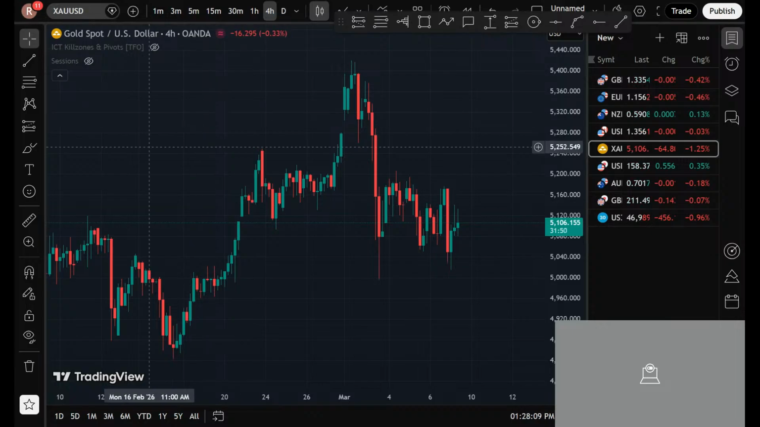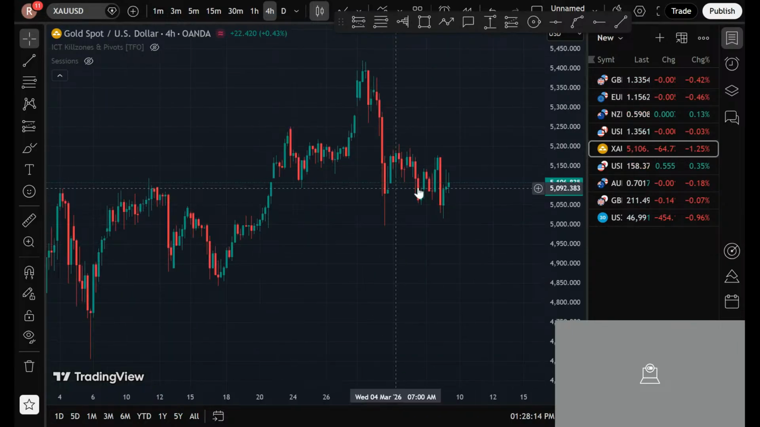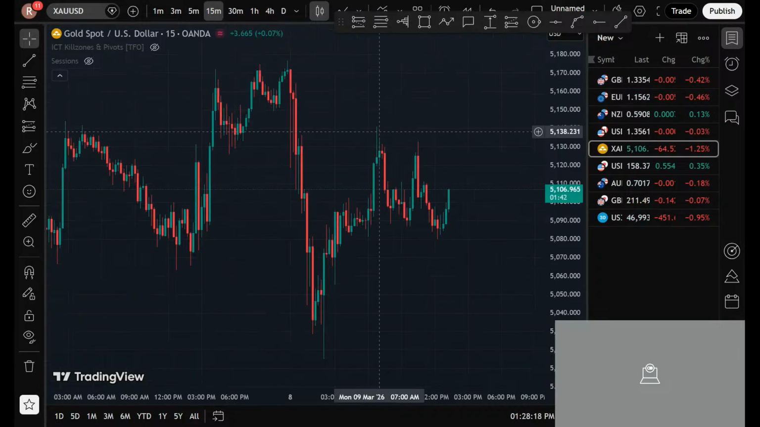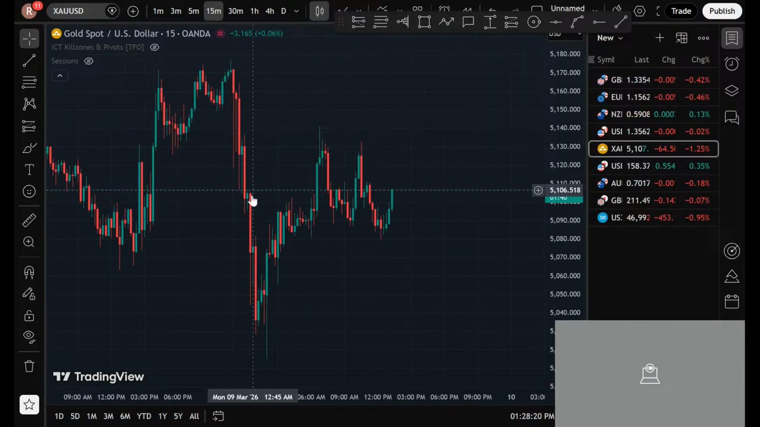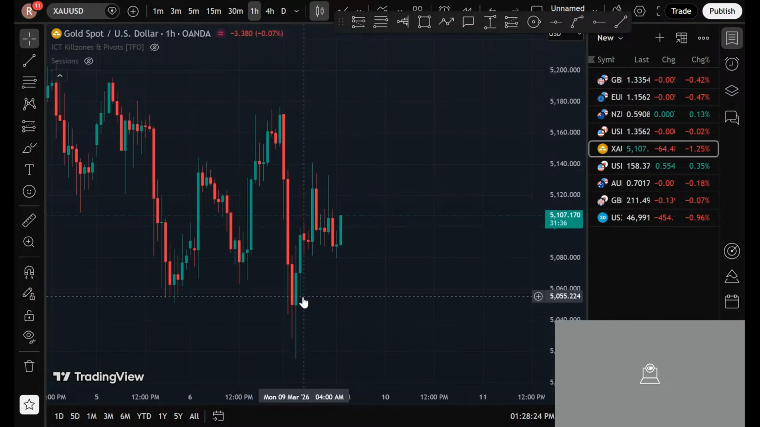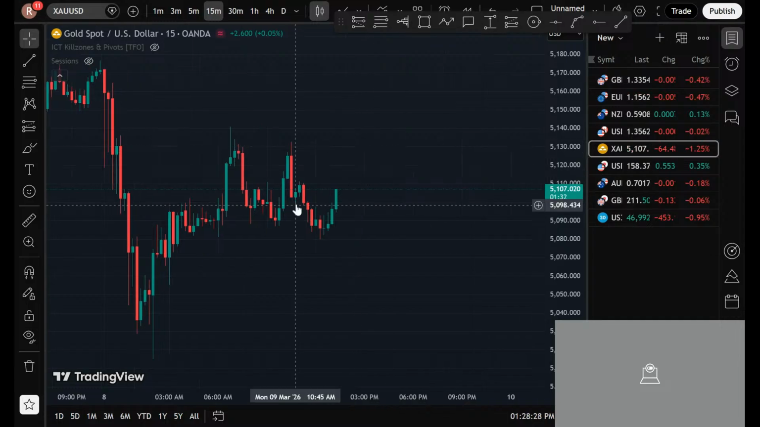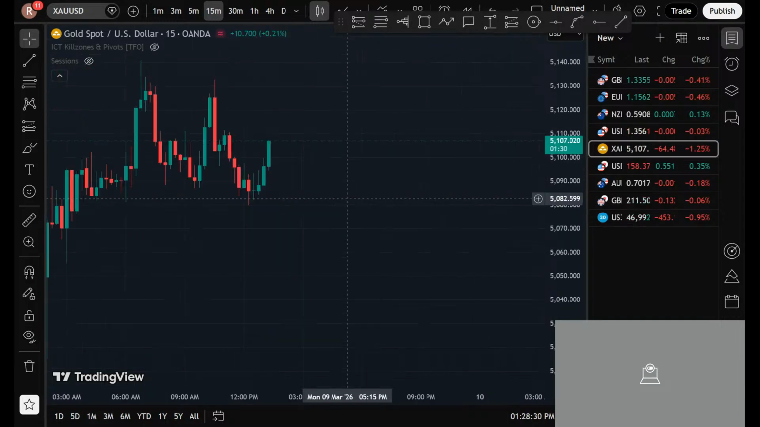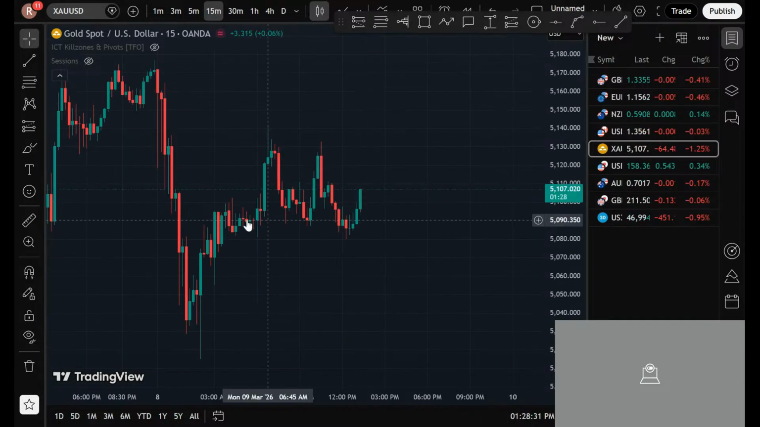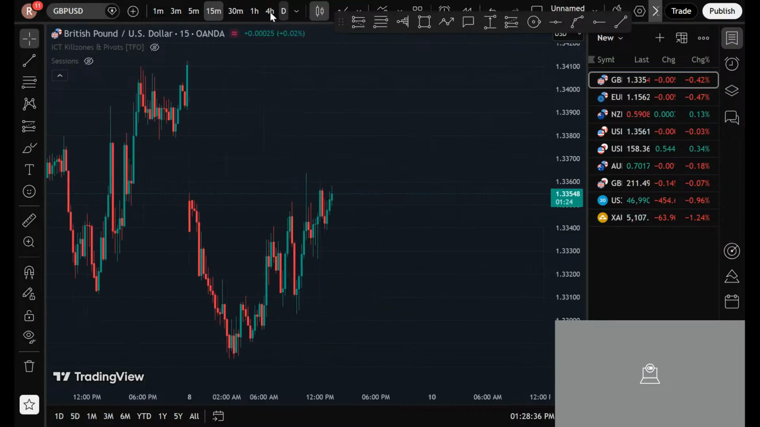This is gold on 4 hour time frame. You can see it taking support from here, but you can see this support is kind of weak. On 15-minute time frame, no order flow. 1 hour seems kind of choppy. 15-minute is also at the area of selling, but still not.